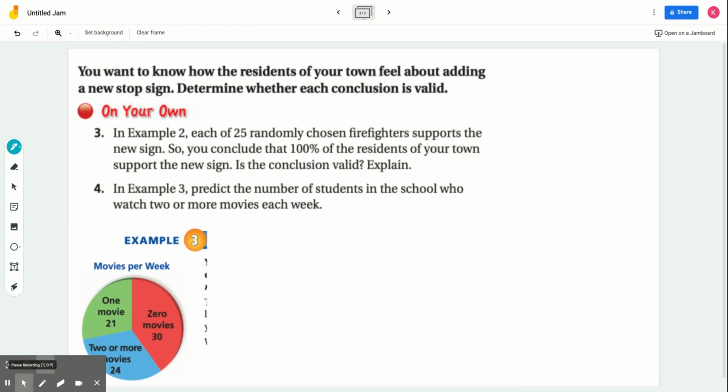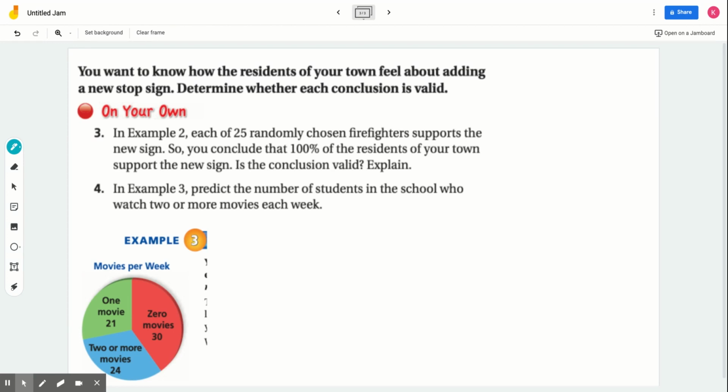We probably understand that not 100% of the residents in the town are going to support the new sign. We probably also know that firefighters prefer to be safe. They're all about making everybody's lives safer. So adding a new stop sign could make an intersection safer for those people traveling through it. So that's why a high number of those firefighters would support the sign, and maybe less of the residents would support that same sign.